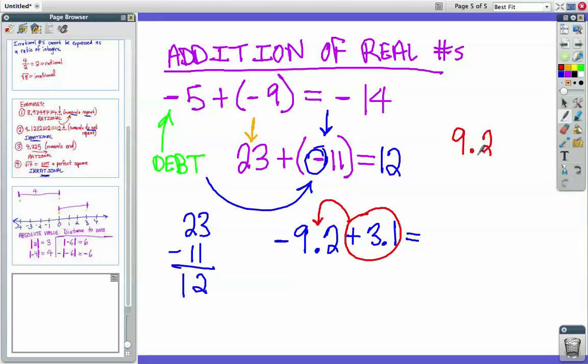So it's 9.2 and it becomes minus 3.1. 2 minus 1 is 1, and 9 minus 3 is 6. And so 6.1 is how much we owe now. The answer is negative because we have more debt than we do of our own money. So if you had $3.10 but you owed someone $9.20, you would still owe them $6.10, or 6.1, when the time was over.